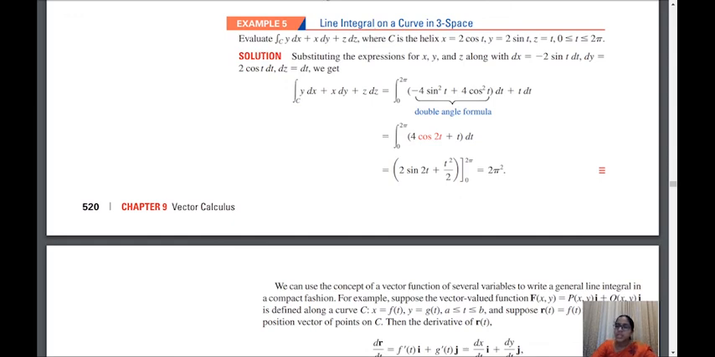So what will be the integration? Integration of cos 2t is sin 2t by 2. So it will be 2 sin 2t plus t squared by 2, varying from 0 to 2 pi. Now sin 2 pi is 0, so it will be (2 pi) squared by 2, that is 4 pi squared by 2, that is 2 pi squared. And when t is 0, sin 0 is 0, and you will get 0. So that is how we can calculate the line integral of a curve in 3-space.